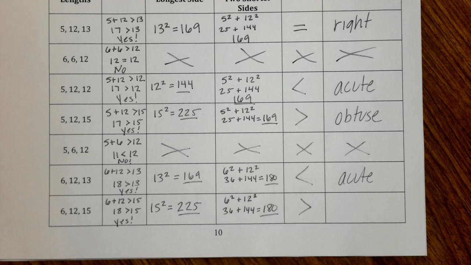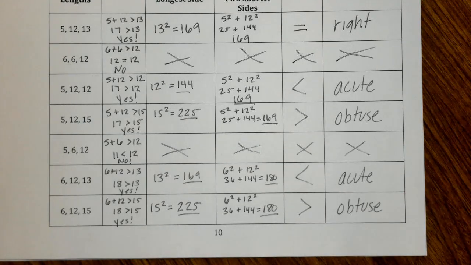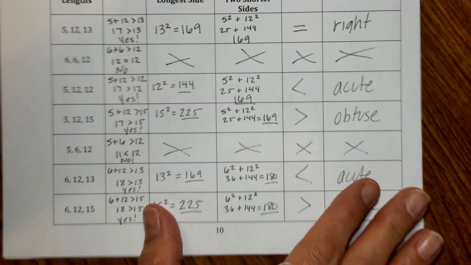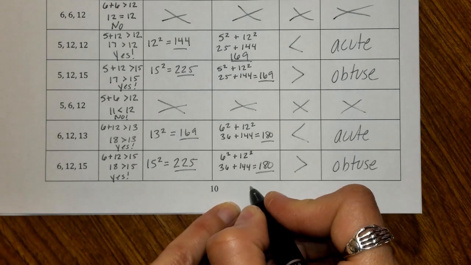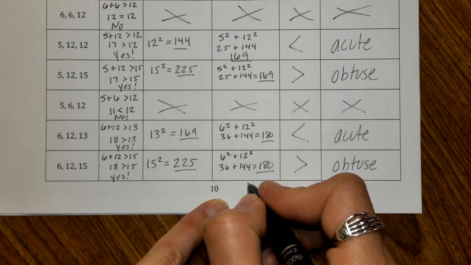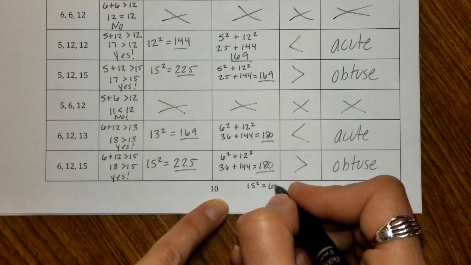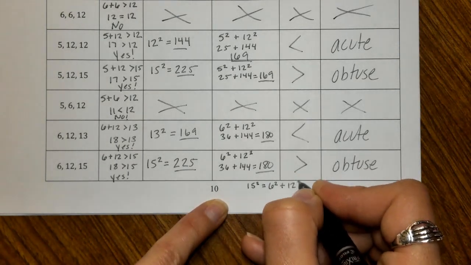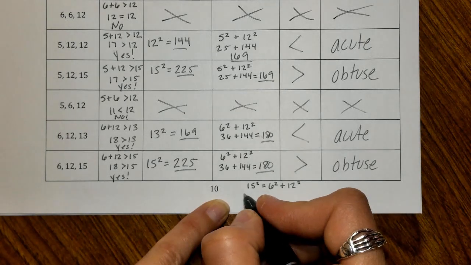The angle in the triangle is greater than 90, giving you an obtuse triangle. Now I do want to note how we usually write this when showing our work. We don't have the table. So all you have to do here, if I take the very last example up here, we can set it up as 15 squared equals 6 squared plus 12 squared. I'm showing you how to do your work in our classes at Katy High School.